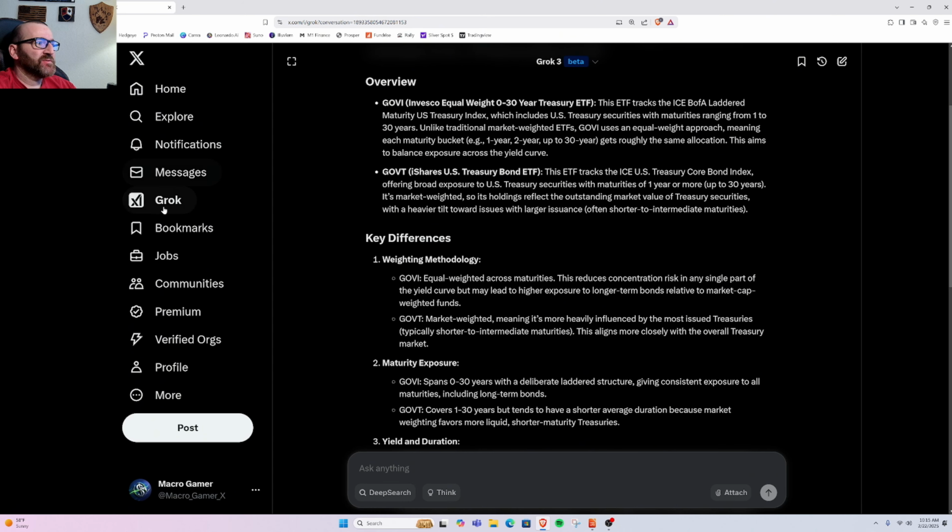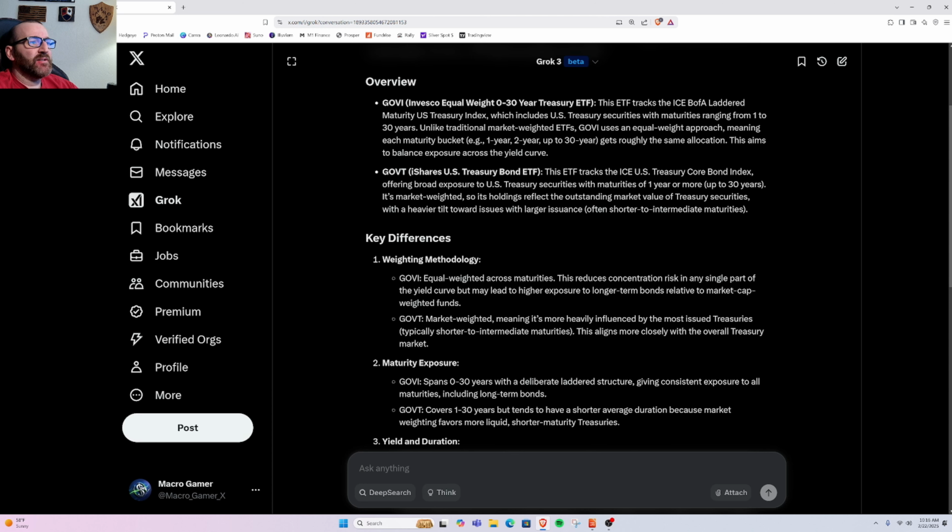So again, we're on X. We're just using the AI tool Grok. Let's do a quick overview. GOVI, which is the Invesco Equal Weight 0 to 30 Year Treasury ETF. This ETF tracks the ICE BofA Laddered Maturity U.S. Treasury Index, which includes U.S. Treasury securities with maturities ranging from 1 to 30 years. Unlike traditional market-weighted ETFs, GOVI uses an equal weight approach, which is what I want, meaning each maturity bucket, e.g. 1 year, 2 year, up to 30 year, gets roughly the same allocation. This aims to balance exposure across the yield curve.